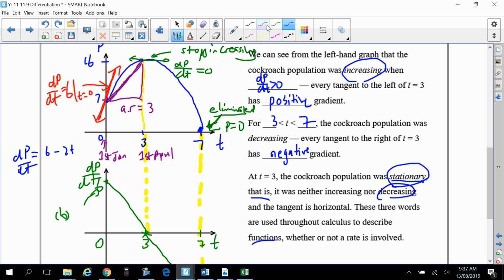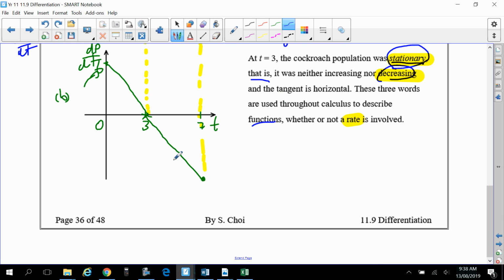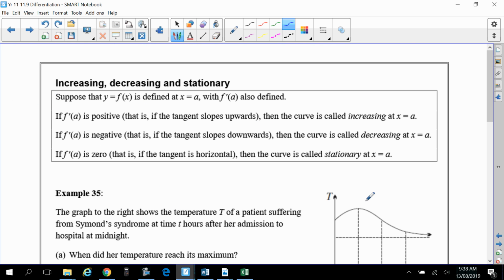Right? So maybe highlight this. We're going to use this a lot in our discussion about calculus: stationary, decreasing, increasing. It doesn't have to involve the rate, but in the context of rate, you'll find it more straightforward to interpret. All right, that's done. So we've done 2 pages, I think maybe 3 pages so far. We've got 1 more question, then we're done.